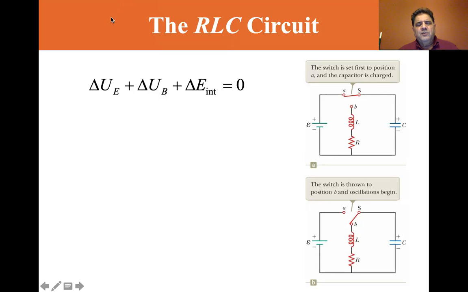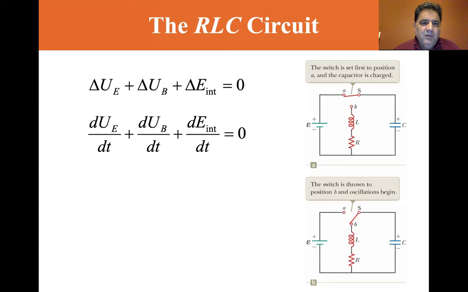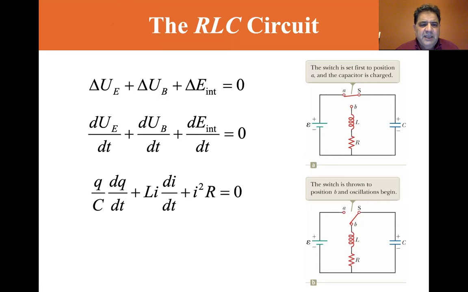So basically, you have conservation of energy. The change in electrical energy plus the change in the magnetic energy stored in the inductor plus the internal energy of the resistor all equal 0. Let's differentiate each one of those, and you get Q/C dQ/dt plus L i di/dt plus I squared R, which, if you recall, is the power to the resistor. That all equals 0. So there's going to be an exchange of energy among all these. There's going to be conservation of energy.